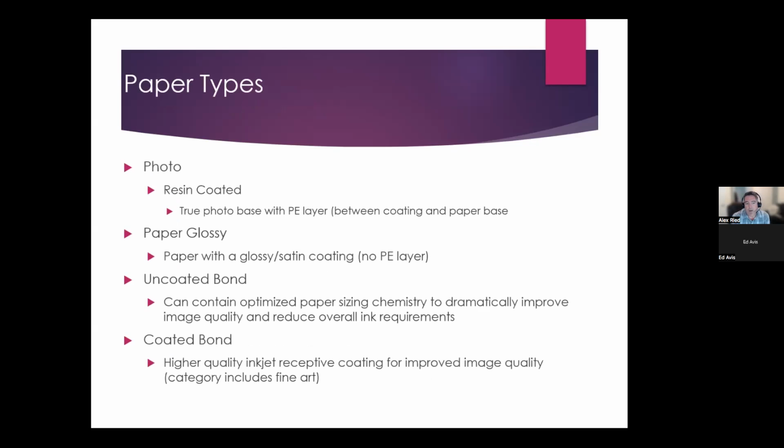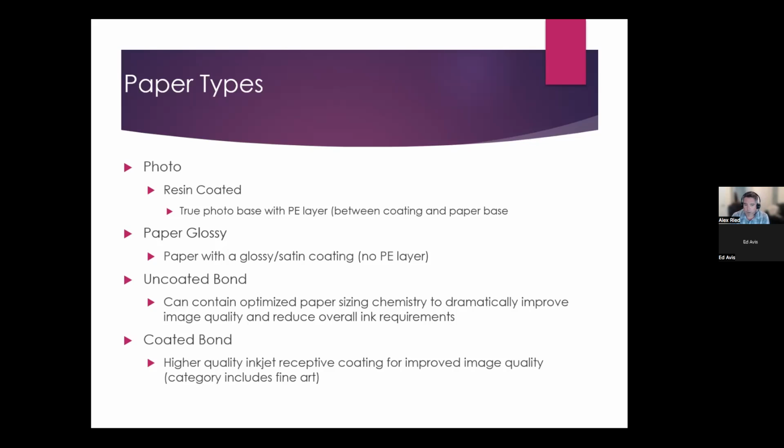So starting with paper types. Paper types is probably one of the most common in the industry for most of you, I would imagine. And really wanted to look at the four basic categories: your photo, what we call paper glossy, your uncoated bond, and your coated bond. If you want to look at those in two different categories, photo and paper glossy are very similar in the sense that they're going to have a glossy coating, a satin coating, something that looks more like that traditional photo or poster. The difference being how the construction of the paper itself is made.